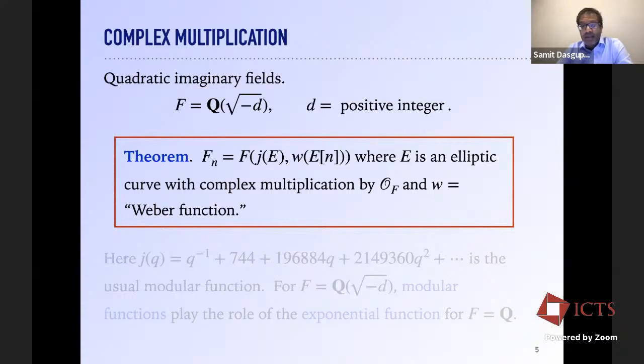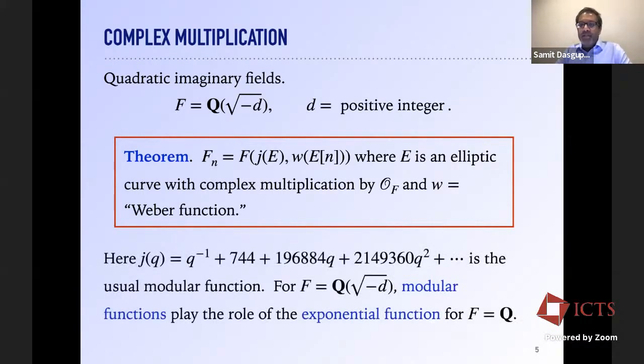you the field F_n. This is now slightly off, and there's something called a Weber function, which provides sort of a modification of this, which gives you the correct answer. But the punchline here is that modular functions play the role of the exponential function in this setting. So here the j function is the usual j function, a modular function.